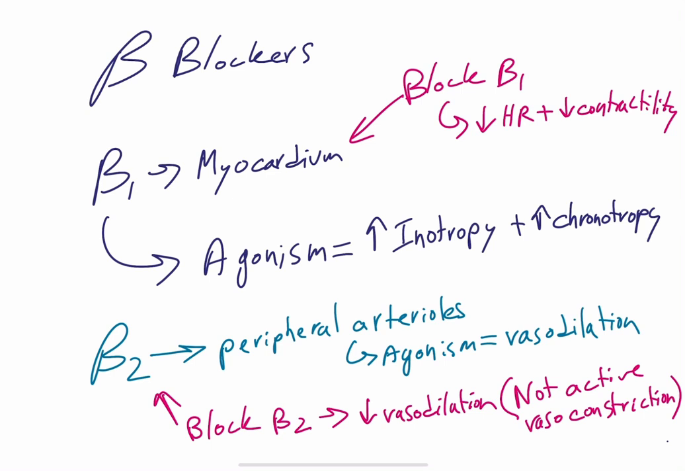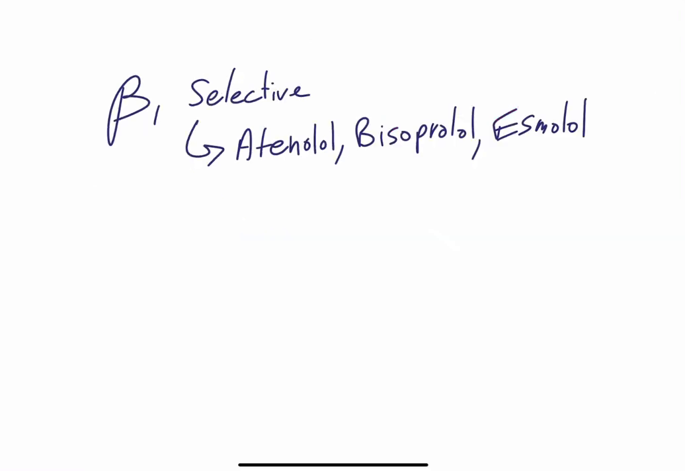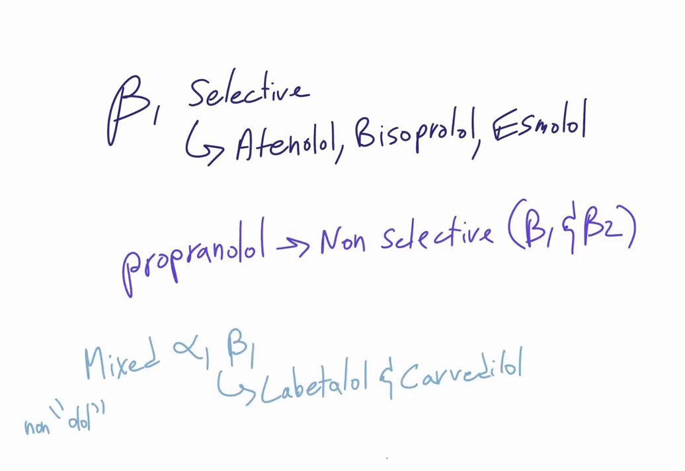So a mnemonic for beta-1 selective blockers are drugs starting with the letters A through M that tend to be beta-1 selective, such as atenolol, bisoprolol, esmolol, etc. Propranolol, in contrast, is a non-selective beta-1 and beta-2 blocker. That's the one you must know for USMLE.